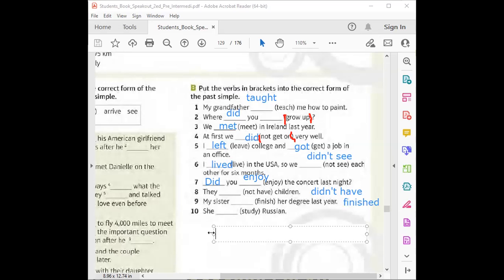She studied. How to write studied? Sorry, but look, we have study, Y preceded by a consonant. So we delete the Y and we add IED. Okay? Right.